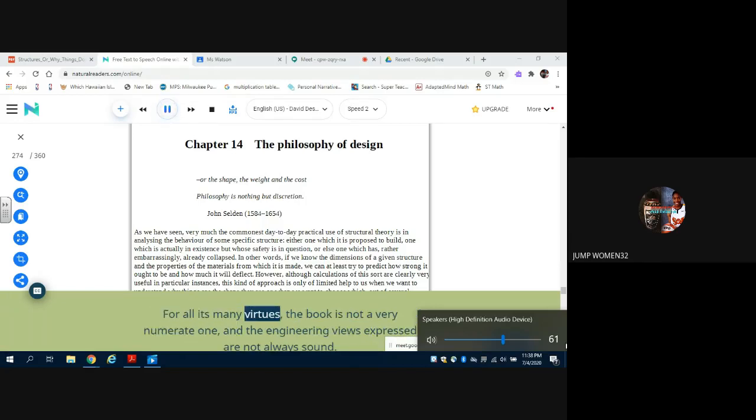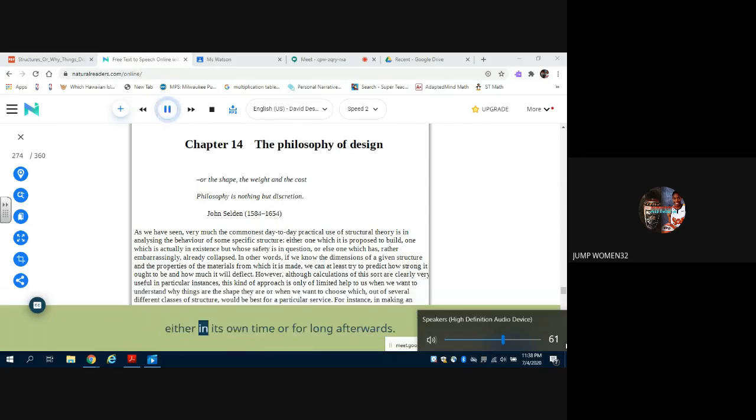For all its many virtues, the book is not a very numerate one, and the engineering views expressed are not always sound. Though greatly, and justly, praised, Growth and Form did not have much real influence on biological thinking, either in its own time or for long afterwards.